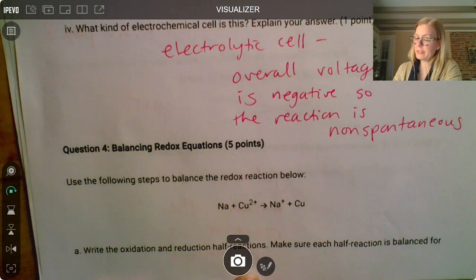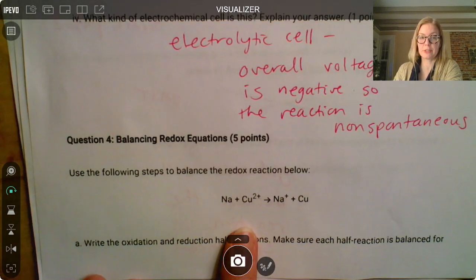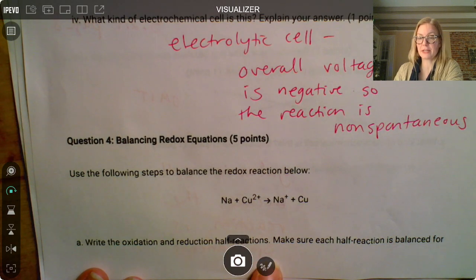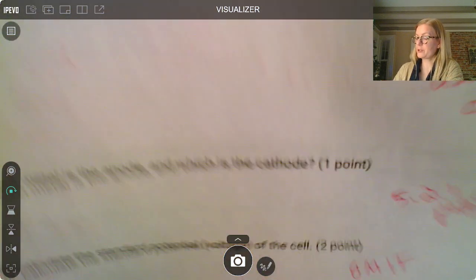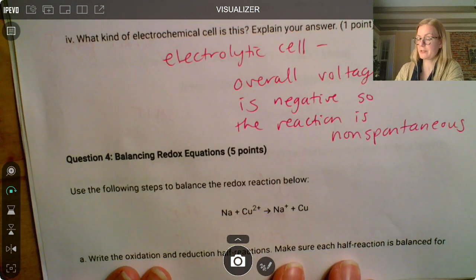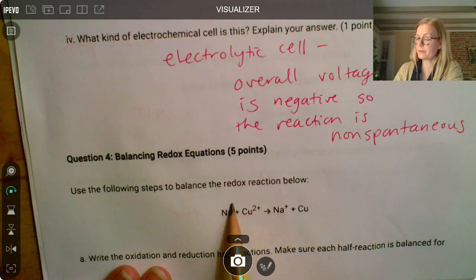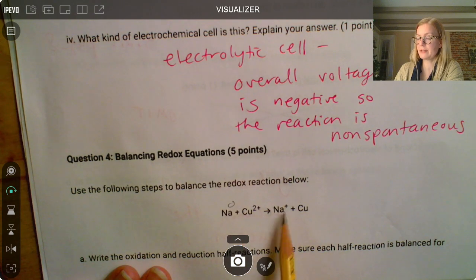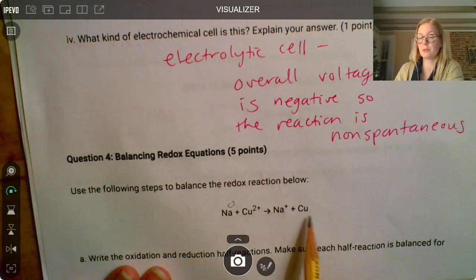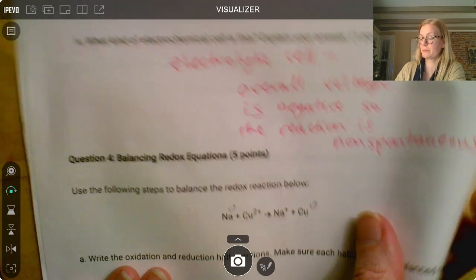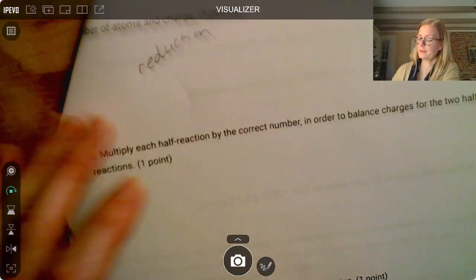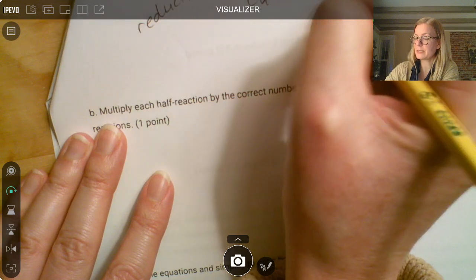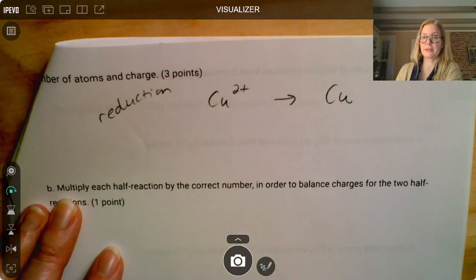So we have a redox reaction down here, okay, for question 4. Write the half reactions and make sure it's balanced for atoms and number of charge. So I'm going to actually tell you most of the answers to this one. So we can see sodium is going from 0 to 1 positive, and copper is going from positive 2 down to 0. So copper is being reduced. Okay, so I'm going to do copper first. The reduction is Cu2 plus going down to Cu, okay, like that.